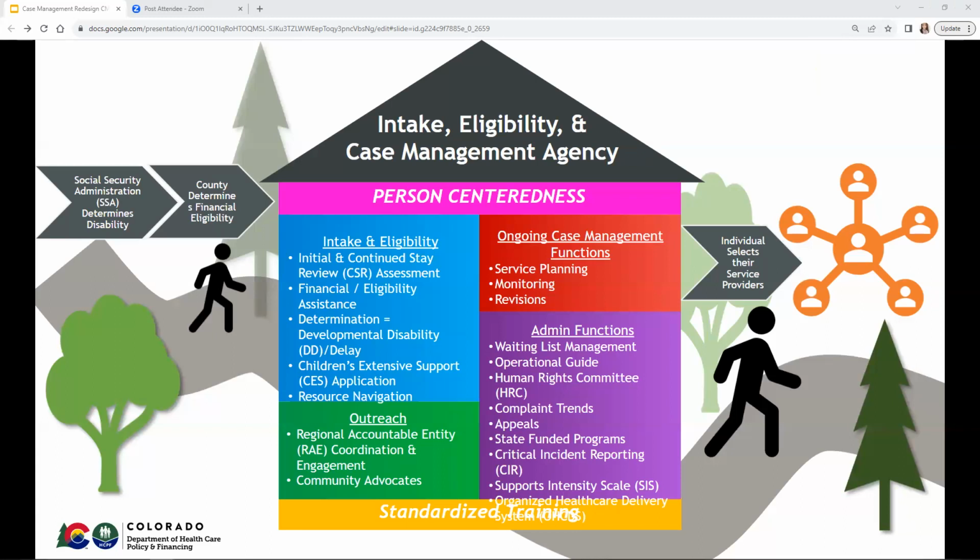My question is, how will it affect people already on the DD waiver who live in one county and will be moving to another? Sure. So I will get into that a little bit more too, of those changes and how they're going to work. But the most important takeaway from any of this is it should not affect any services.